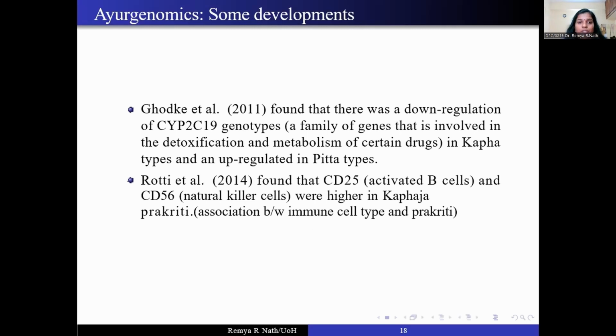Hodge et al. in 2011 found that there was a downregulation of CYP2C19 genotypes in Kaphaja Prakriti and an upregulation in Pittaja Prakriti. Rotti et al. in 2014 studied the association between immune cell type and Prakriti. They found that CD25 and CD56, where CD25 marks activated B cells and CD56 marks natural killer cells, were higher in Kaphaja Prakriti.